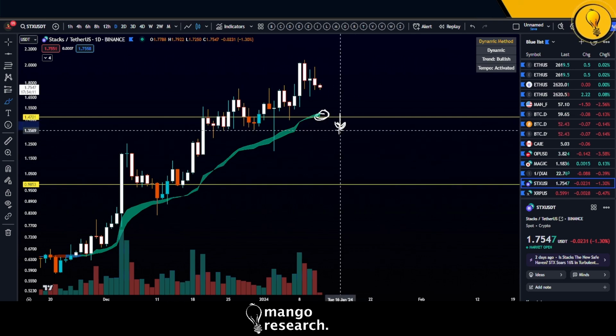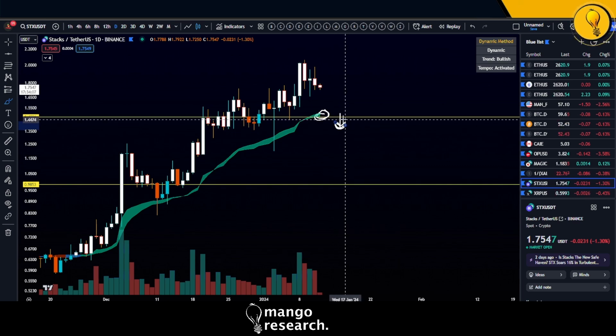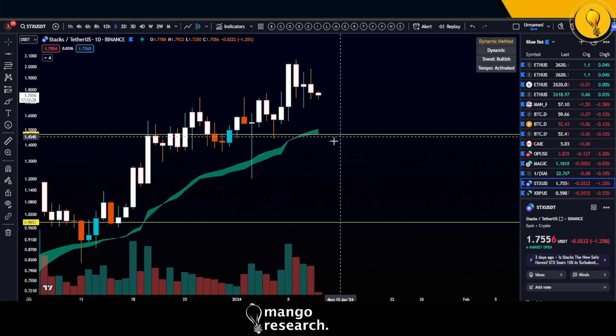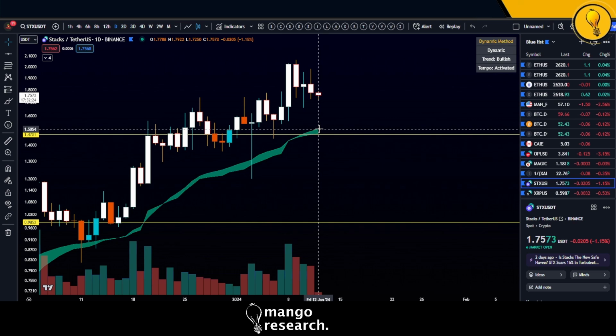If STX actually starts closing candles underneath $1.47, you know you're wrong very fast, except you get to get out at a minimal loss. So $1.47 is going to be a level that's super easy to manage your trade off of. And more importantly, guys, we have the dynamic swinging in right there.